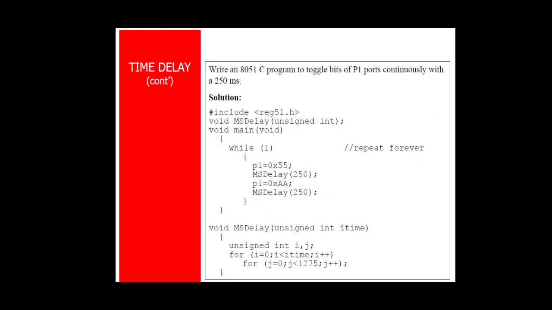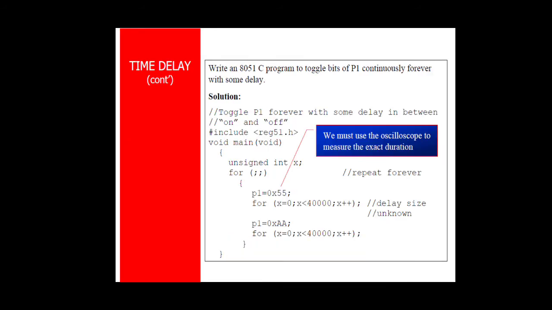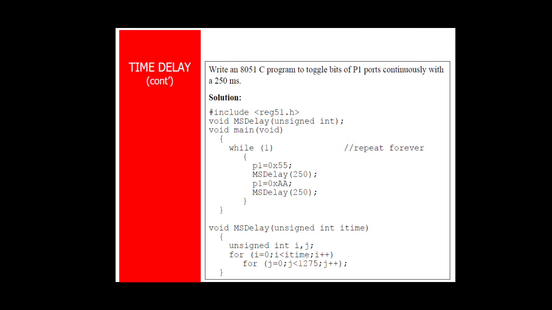Then we have another program here. In the previous example, we were not given by how much time the delay has to be performed. In the next example, we should have a delay of 250 milliseconds. Here it can be done using a function. So first, after the preprocessor statement, in this example we have the function declaration. Function return type is void, name is msdelay, and it takes one parameter, that is unsigned int.